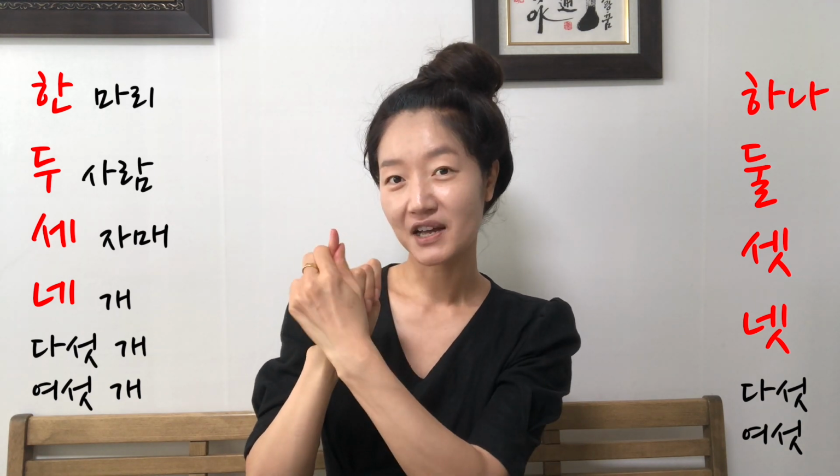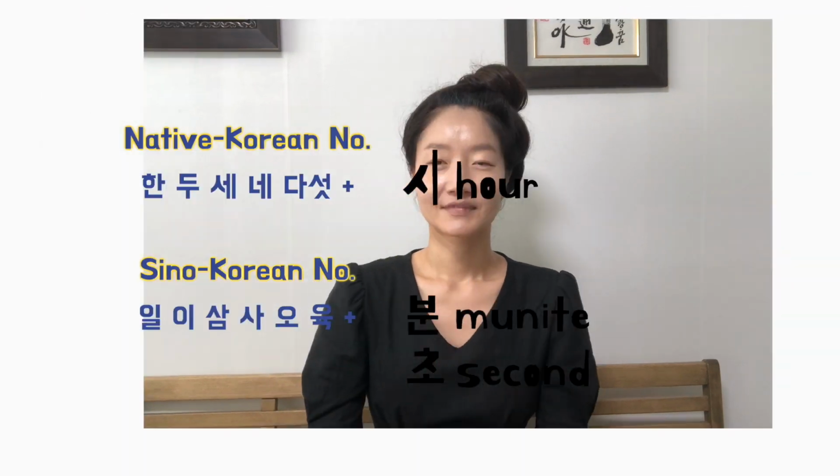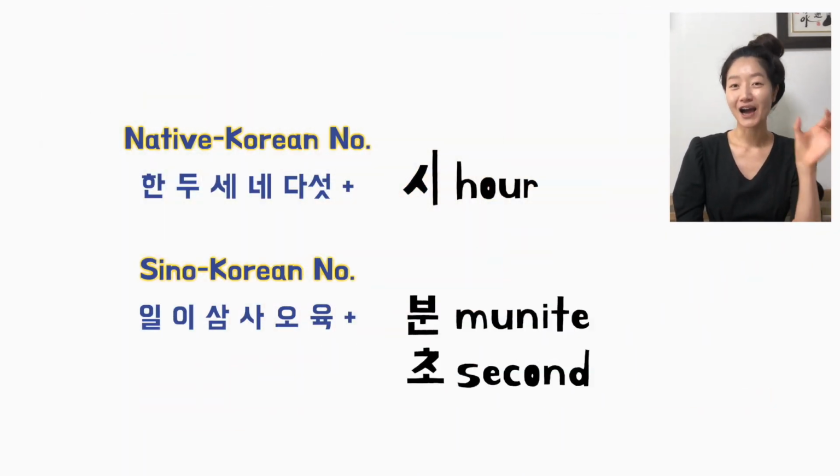From 다섯, 5, it's the same, whether it accompanies another noun or not. Again, remember, only for the hour do we use native Korean numbers.